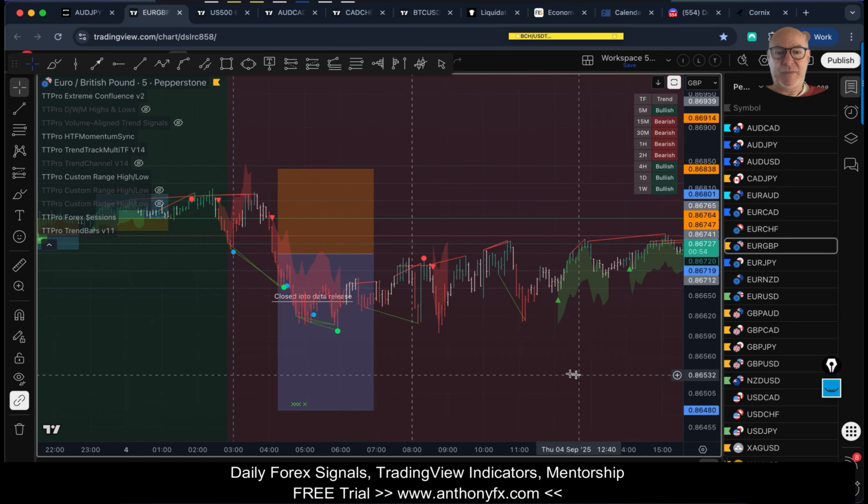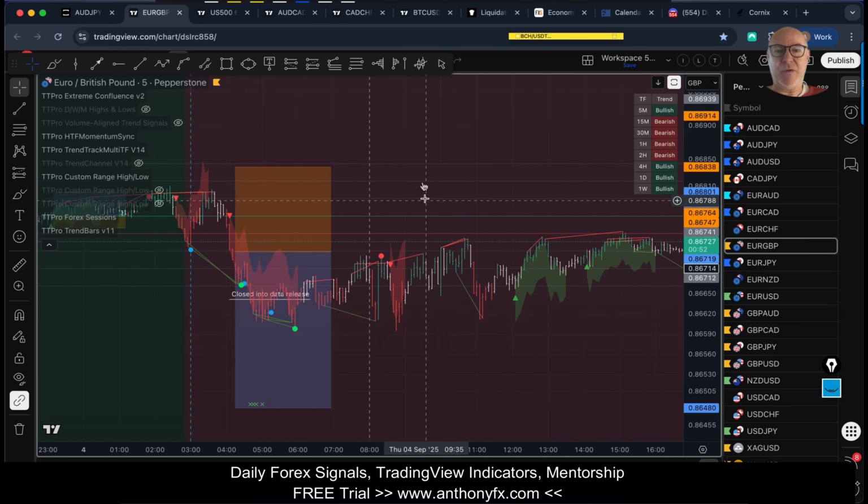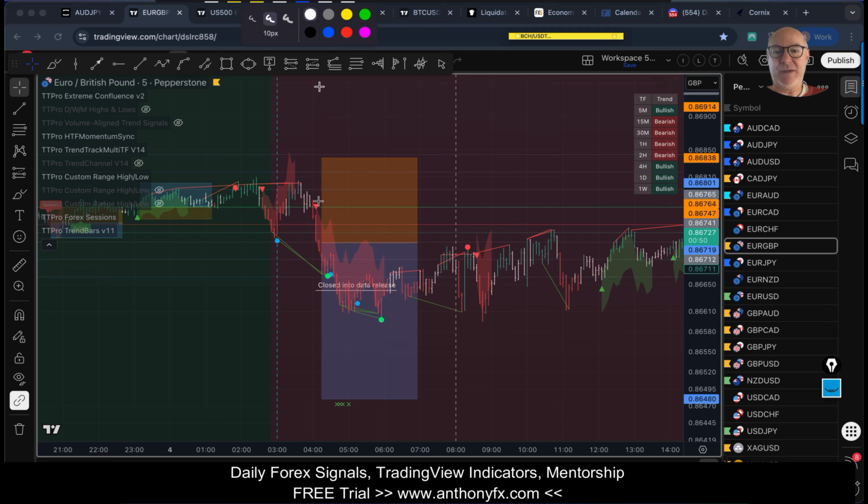Euro pound. Yeah, see, I closed this one early. Why? Because look at the signals we're getting. It's telling us here to get ready. This is our exit signal. So I ended up closing that one in profit. I mean, we had a few of these, so I'm happy to close them up.